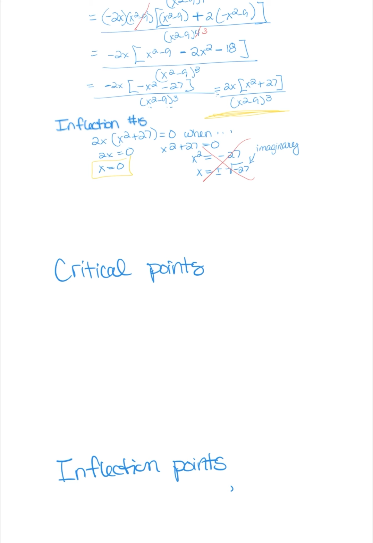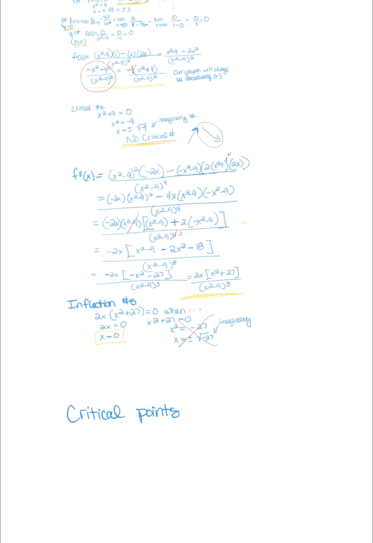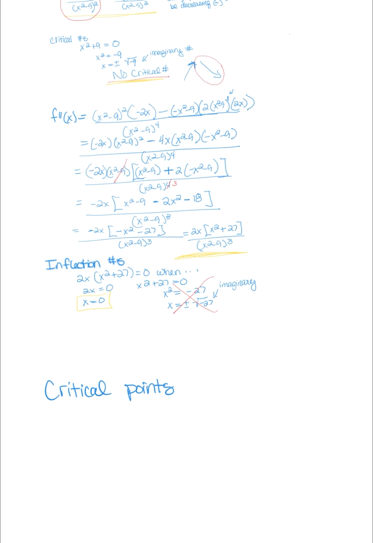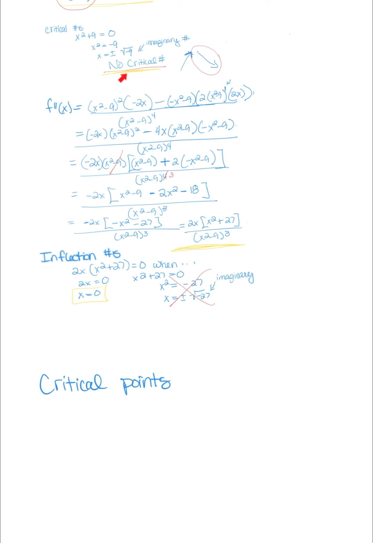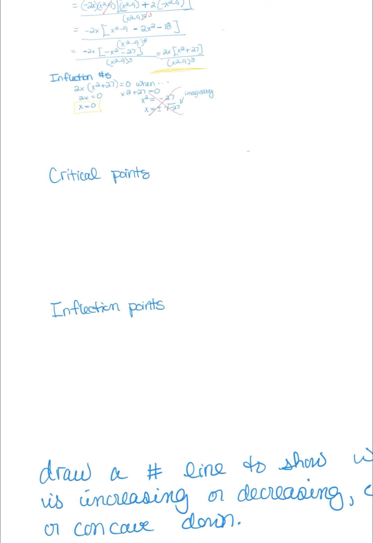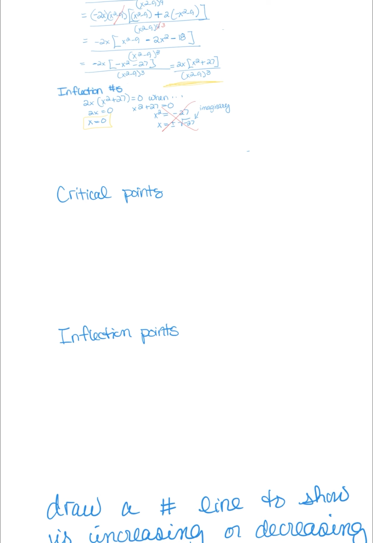Now, our critical points and our inflection points. Just like we just found our inflection numbers, in order to have a point, you have to have a corresponding y value. So for our critical, we had no critical numbers. So because we have no critical numbers, we have no critical points. Okay, so no critical points. Well, what about our inflection points?